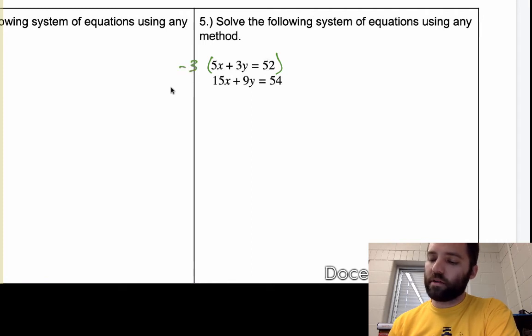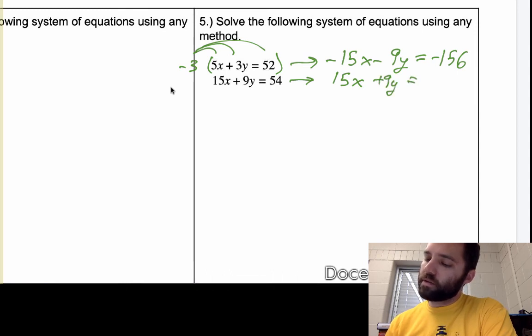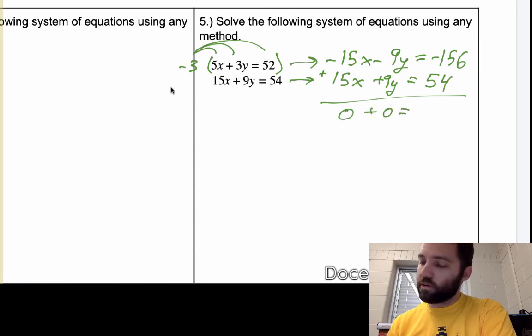So I'll times this by -3. I'm going to leave the bottom equation alone. So, -3 times all of this will give me, let's see, -15x minus 9y minus 1 equals -156. I'll leave the bottom equation alone. That would be 15x plus 9y is equal to 54. I'm going to now add these equations together, and look what's going to happen. I'm going to get 0 for the x's too. So I'll get 0 plus 0 is equal to, this turns out to be -102. So I get 0 equals -102.